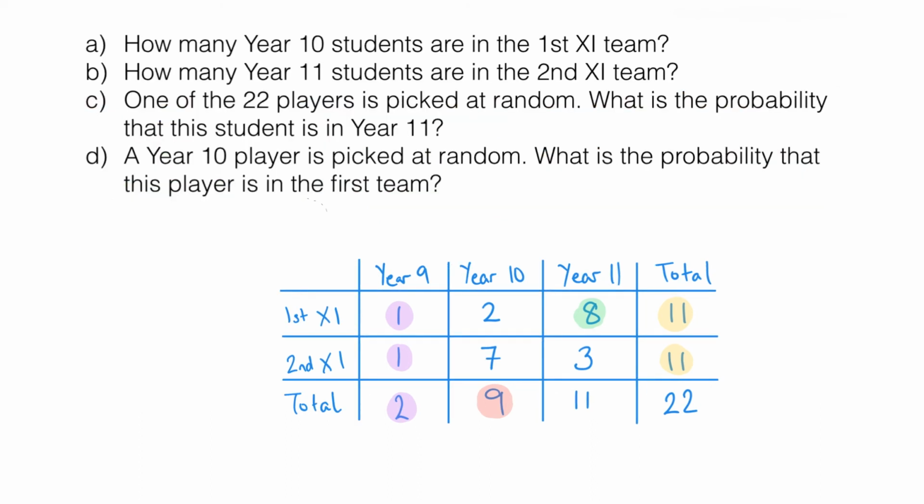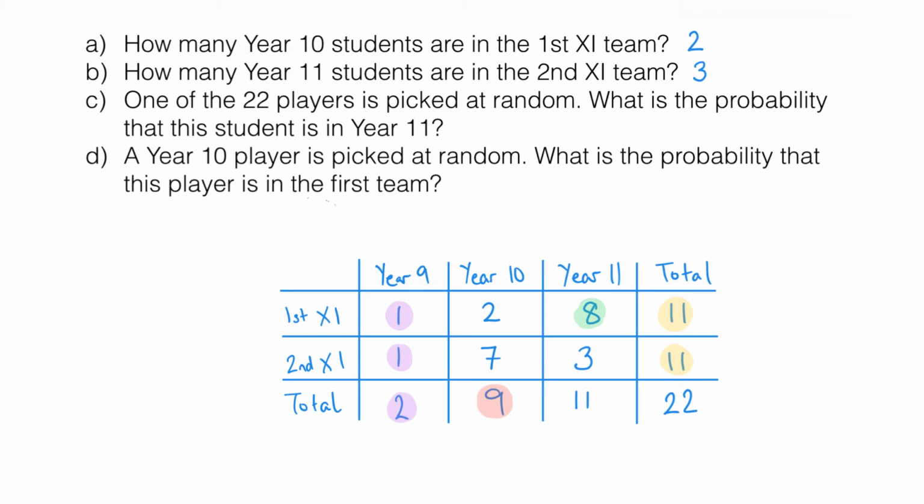Here are the 4 questions for this example then. Now that we've already got the two-way table, answering these questions should be really straightforward. Pause the video and have a go for yourself. Here are the answers. How many Year 10 students are in the first 11 team? So looking at the first 11 team across to Year 10, we see that there are 2 Year 10 students in that first team. Next, how many Year 11 students are in the second 11 team? So looking at the second 11 team down the Year 11 column, we find that there are 3 of those students.